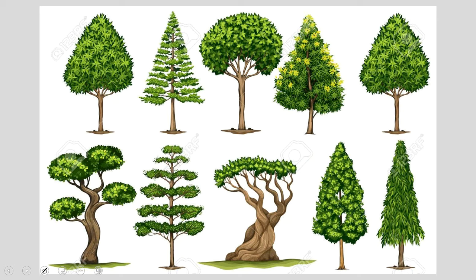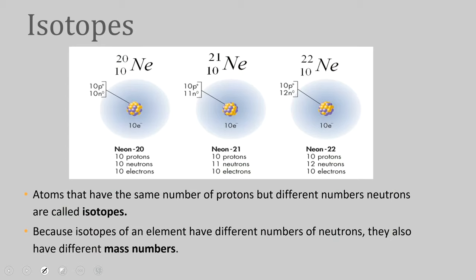Just like trees. We know that that is a tree. You look at any of these and you would just classify that as a tree, but specifically, there are different types of trees, just like there are different types of atoms. We call these different types of atoms isotopes. They are called isotopes, and they are atoms that have the same number of protons but different numbers of neutrons.